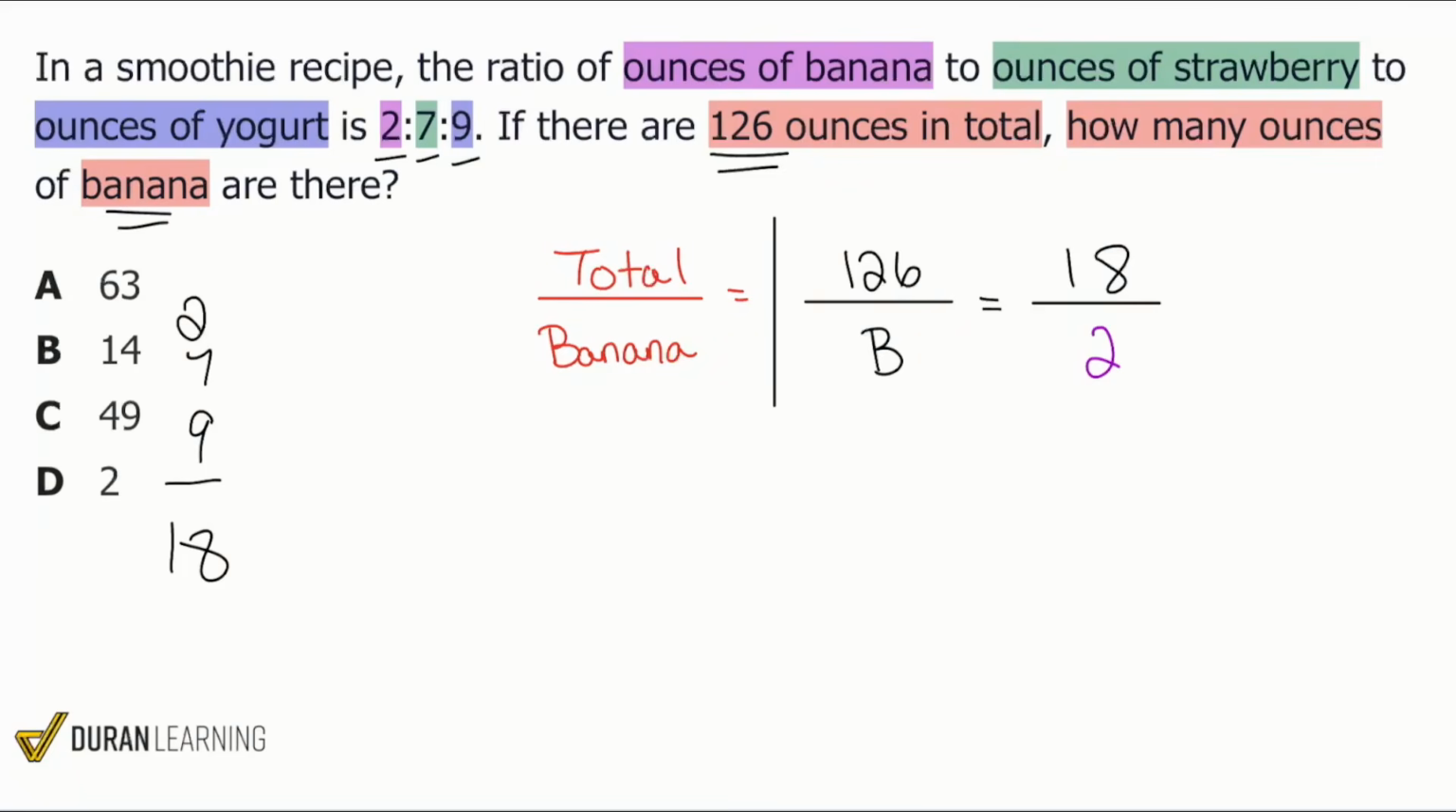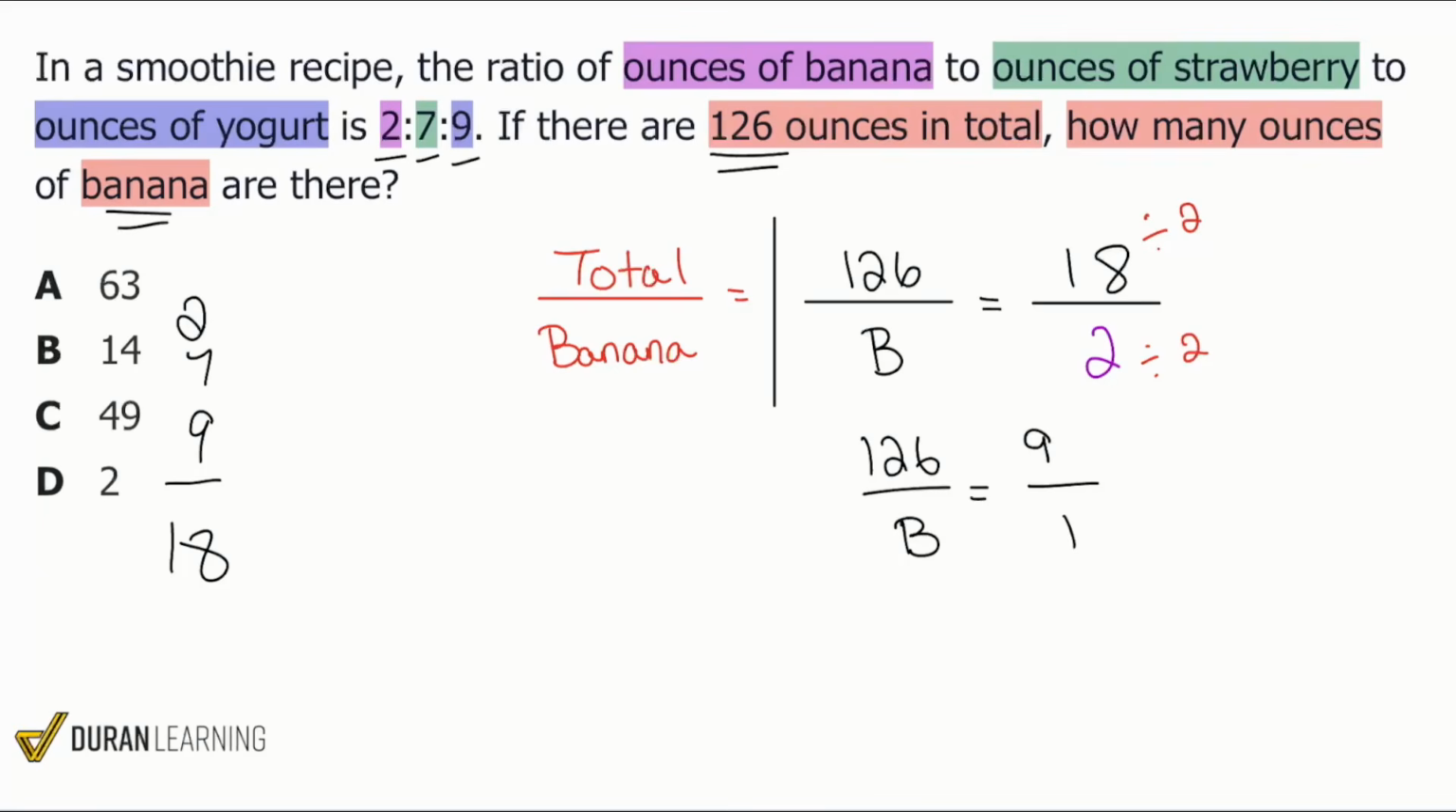Let me show you what that is. Everyone, true or false, we can simplify 18 over 2. True or false, we can simplify 18 over 2. Yeah, true. Absolutely can. So let's take care of that first. I'll go ahead and simplify by dividing a 2 out of both the top and the bottom. Let's just start right there. So that's going to leave us with 126 over B equals 9 over 1.